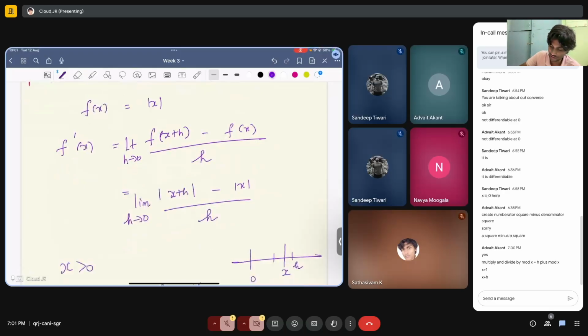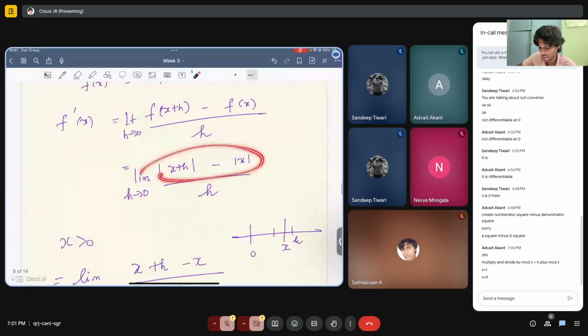What he is saying is, from here you just rationalize. The denominator has not much to rationalize, but I think what he wants is to multiply with mod x plus h plus mod x and divide by the same thing. Then you can do some arithmetic, and you may end up with something easier. That is what I think he's telling.